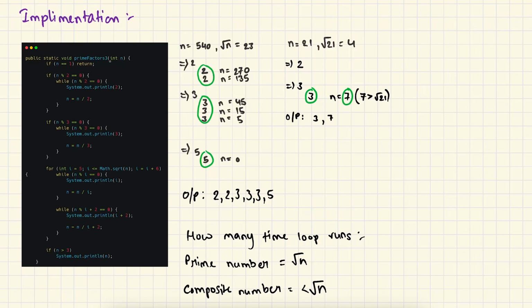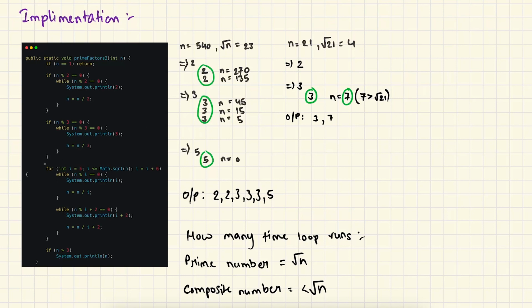Now the same thing happens with the second if statement also. Here we are handling for 3. So we take out all the multiples of 3 from 135 and all these multiples get printed on the screen. And our n reduces to 5 this time. So we get 2 times 2 on the screen, 3 times 3 on the screen, right?